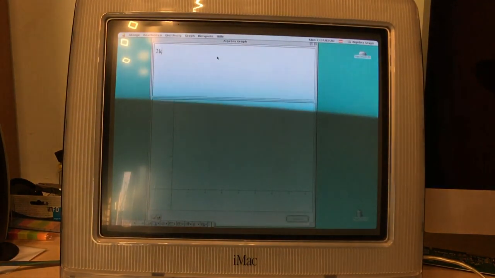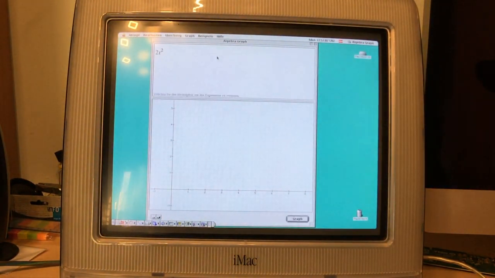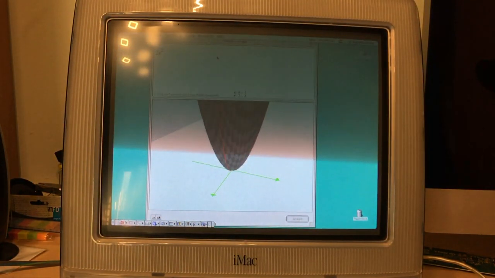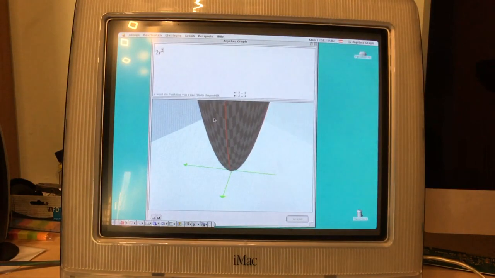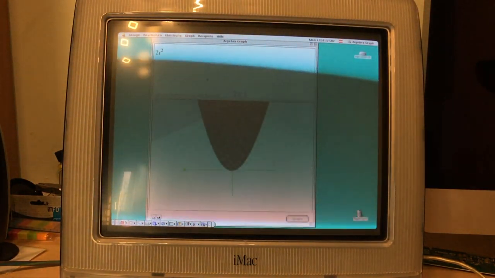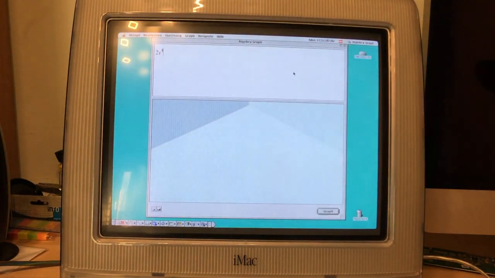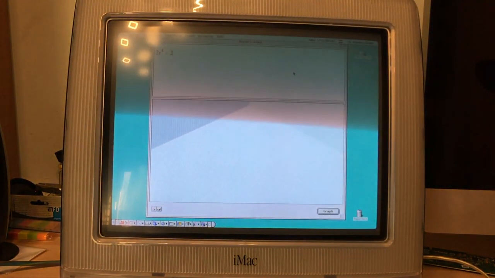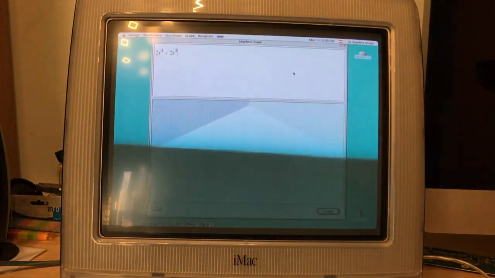I want to make a better graph. I just can't... R. Maybe R works. Okay. There we have it. R squared. 2R squared. And even a little 3D animation. Crazy! An old Mac from 1998, there's a little bit of 3D. Now let's give it a little more intensive graph.